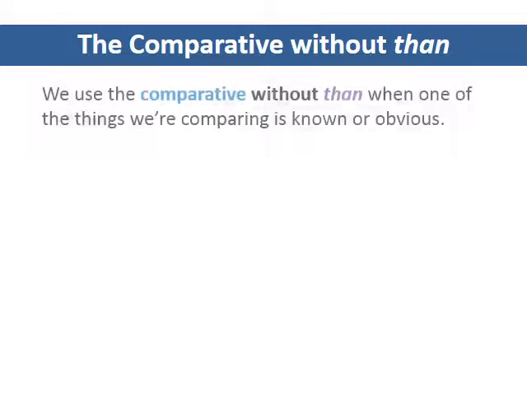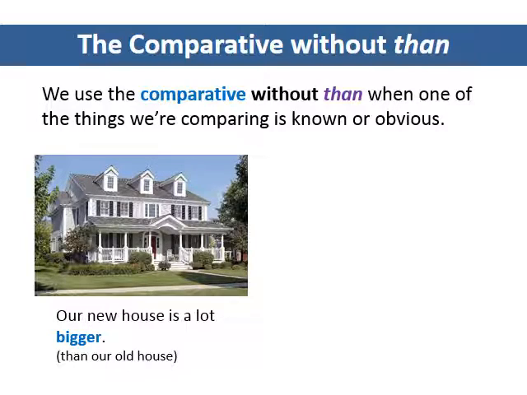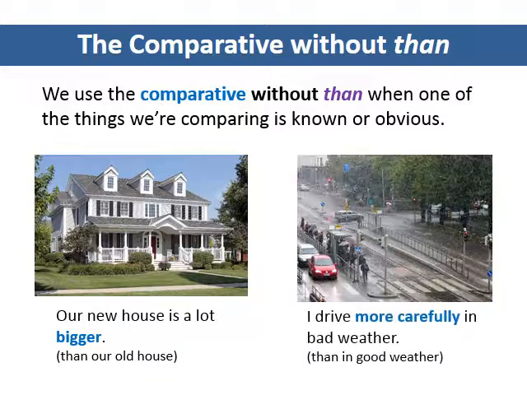The comparative without than. We often use the comparative without than when we compare two things and one of the things is known or obvious. That is, only one compared item is named. Therefore, the comparison is implied, not directly stated. Our new house is a lot bigger. I drive more carefully in bad weather.